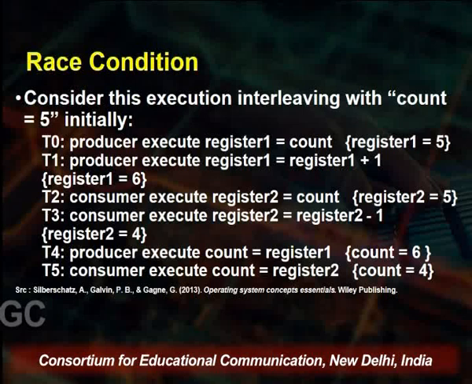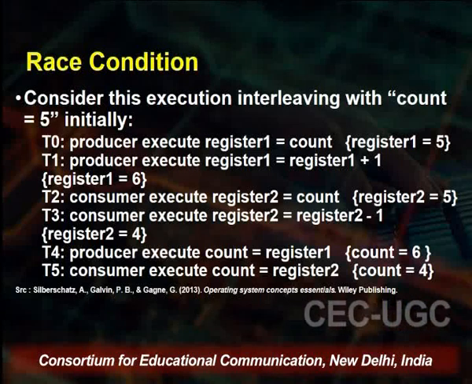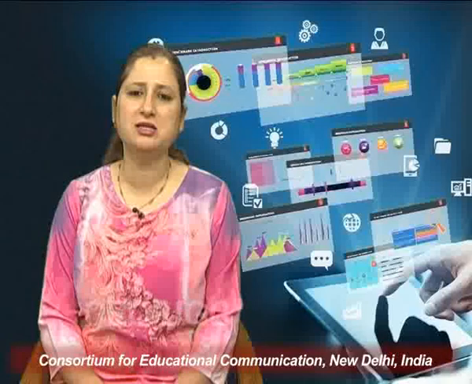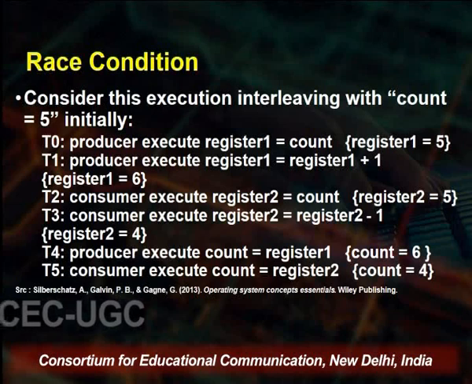So register 1 is initially going to be initialized at 5. When the producer executes register 1, the register 1 value, that is 5, will be incremented, because you remember we said the producer is going to increase the value of count. So now the value of count we are putting in register 1. So now register 1 will have the value 6.